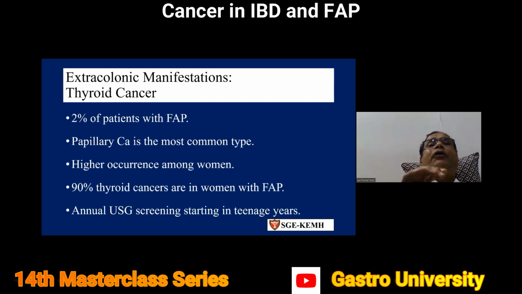As far as thyroid cancer is concerned, it occurs in 2% of patients with FAP. And the most common thyroid malignancy to occur in these patients is the papillary type. It has a high occurrence amongst women, so much so that almost 90% of thyroid cancers are in women with FAP. So in all females who develop it, it is important that, the other way around, you should rule out FAP also. And hence, in these patients, annual USG screening should be started early, in the teenage years.